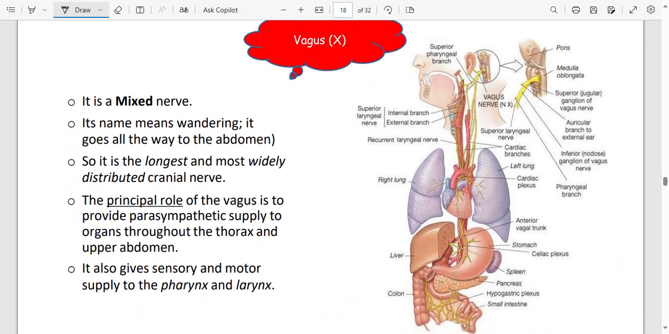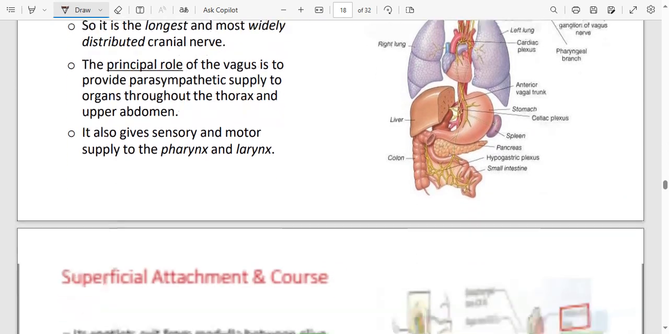The vagus nerve is a mixed nerve carrying both sensory and motor fibers. The principal role of the vagus is to provide parasympathetic supply to organs throughout the thorax. Remember, the parasympathetic is craniosacral, and from the cranium, cranial nerve number 10 is part of those nerves which are parasympathetic in nature. It is also going to give sensory and motor supply to the pharynx and to the larynx.